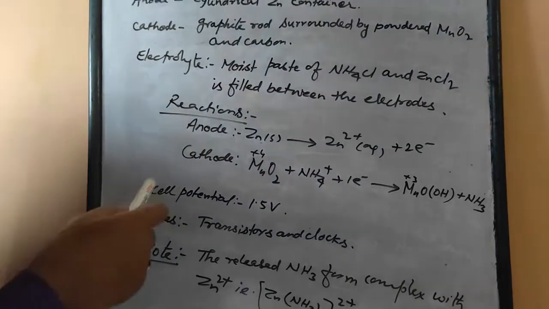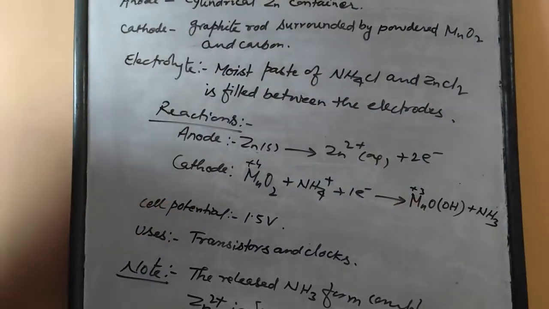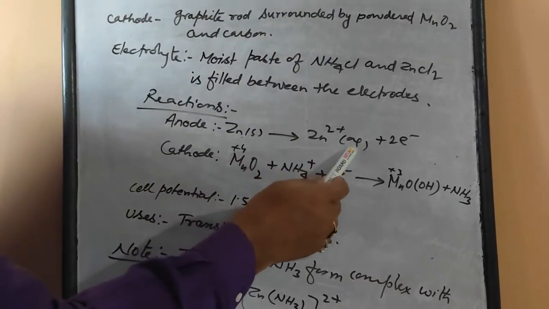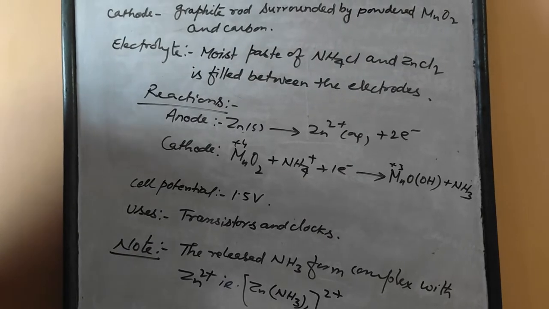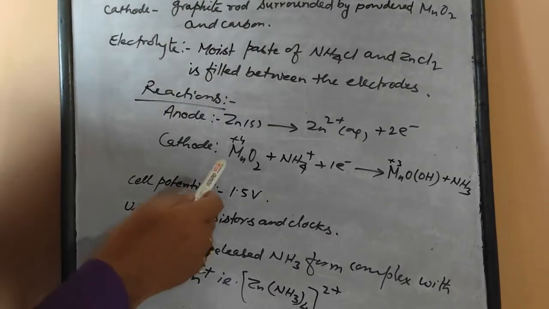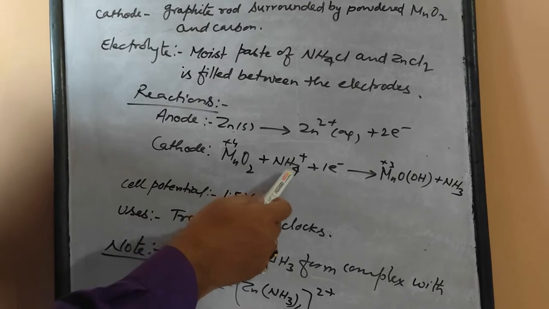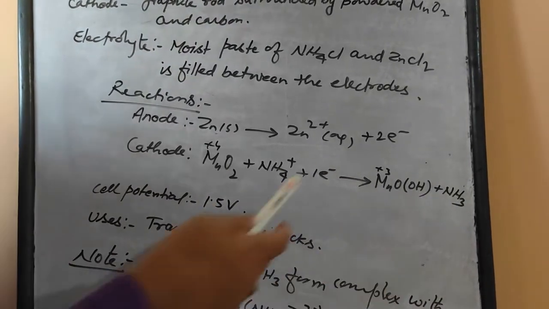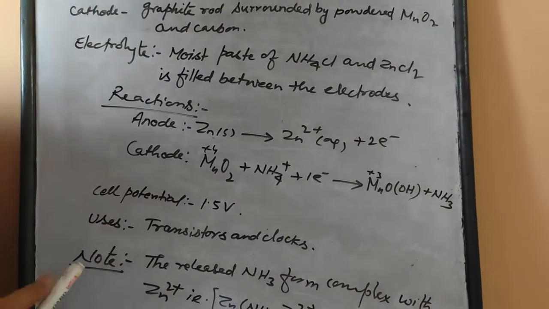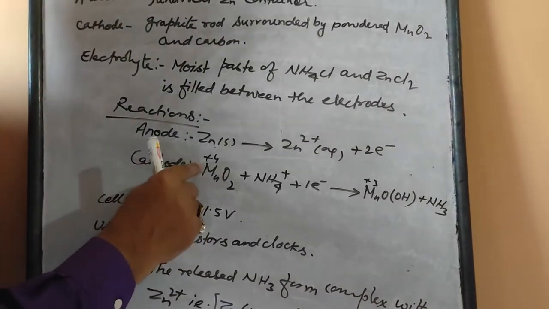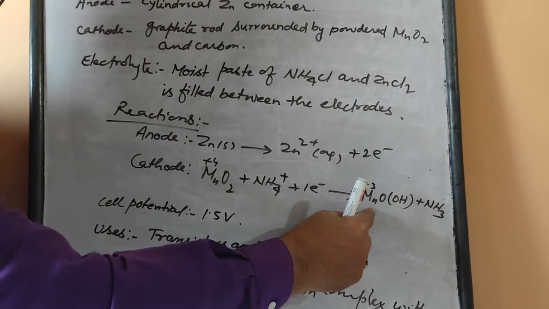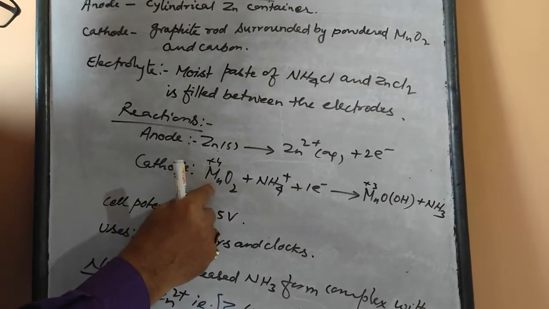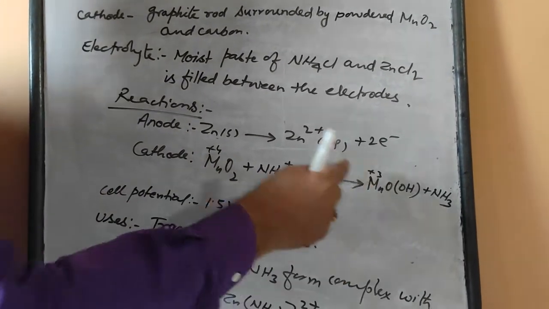Please look. Which type of reaction takes place at the anode? Zn solid is converted to Zn2+ aqueous plus 2 electrons. At the cathode, MnO2 plus NH4+ plus 1 electron becomes MnOOH plus NH3. Now look at the oxidation state. Here the oxidation state of Mn is +4, and here the oxidation state of Mn is +3. It means there is reduction of Mn4+ to Mn3+.